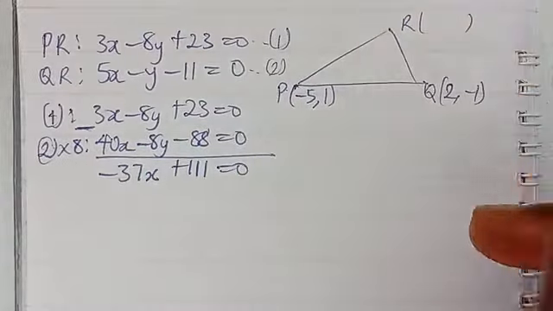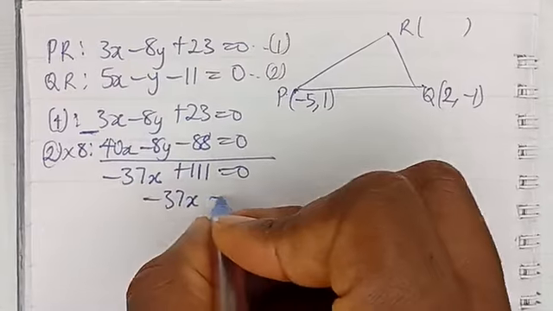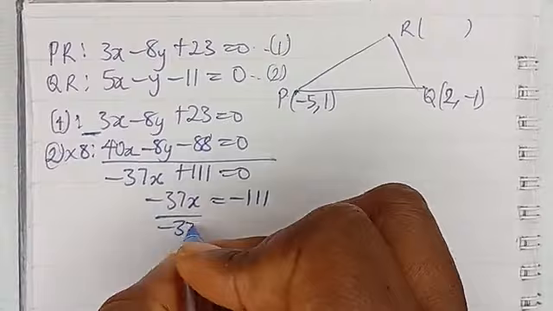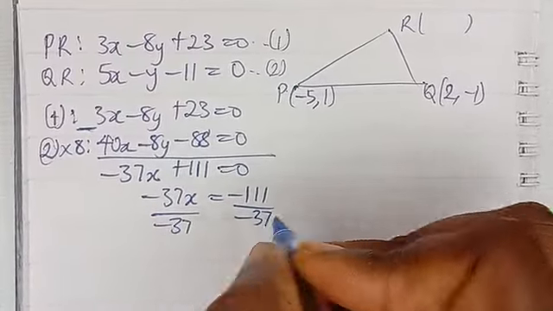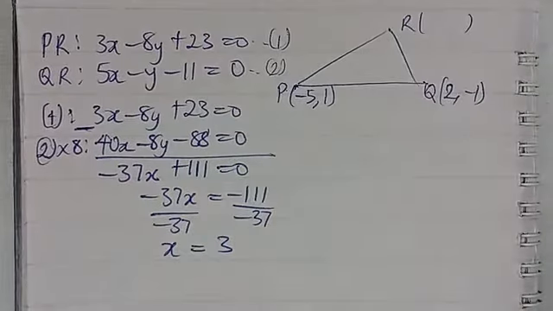Now let's send this across to the other side. We have minus 37x is equal to minus 111. Then we divide both sides by negative 37. We are going to have that x is equal to 3.